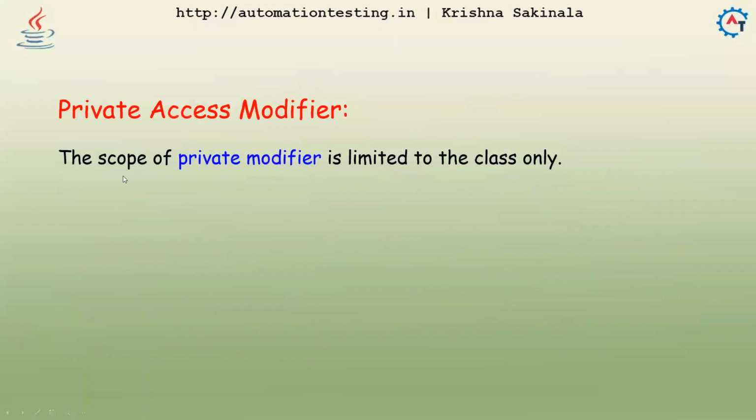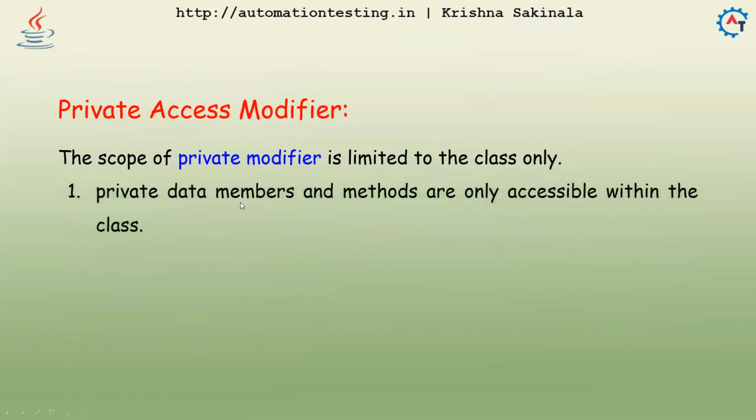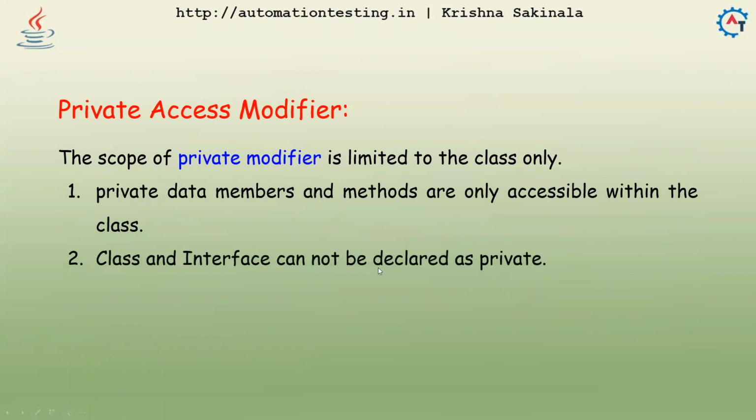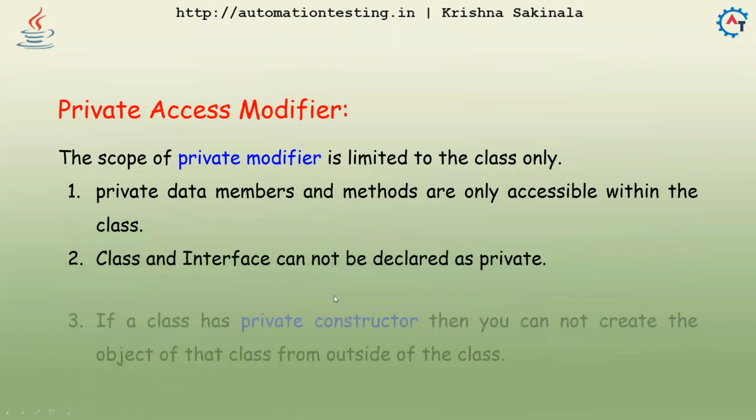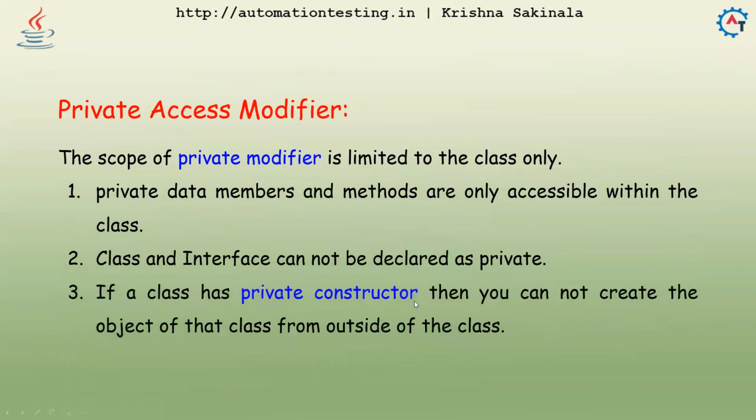Private access modifier. The scope of the private access modifier is limited to the class only, meaning where it is defined. Private data members and methods are only accessible within the class. Class and interface cannot be declared as private. If a class has a private constructor, then you cannot create an object of that class from outside of the class.